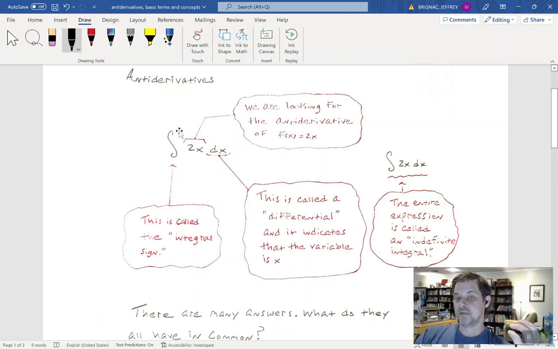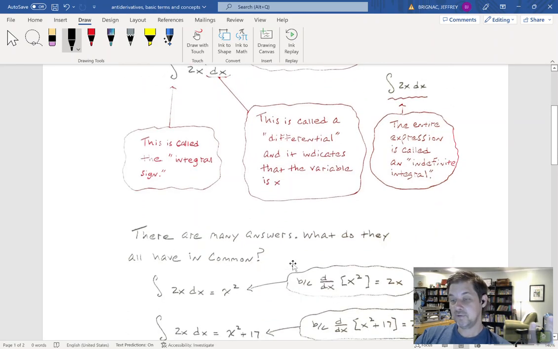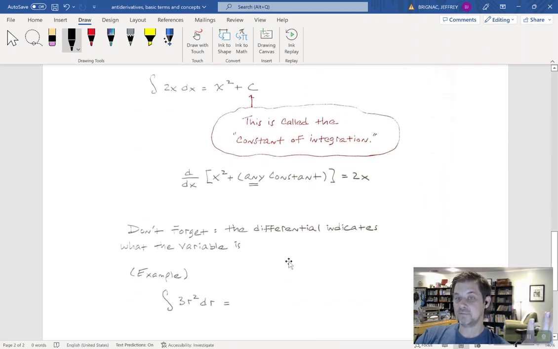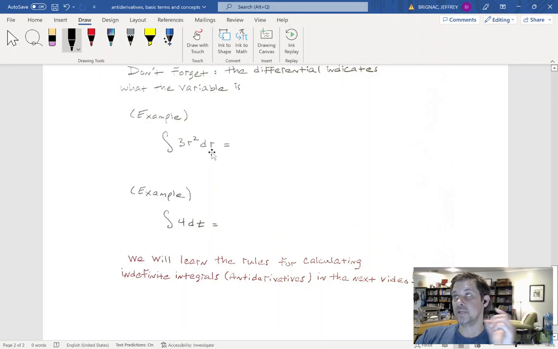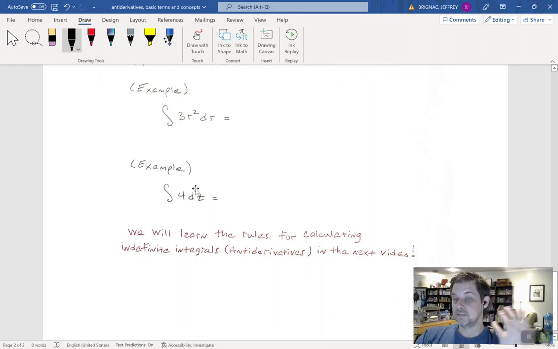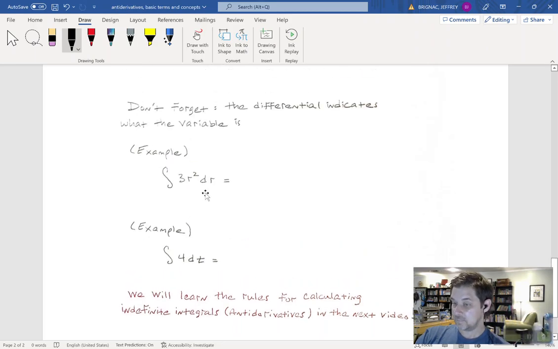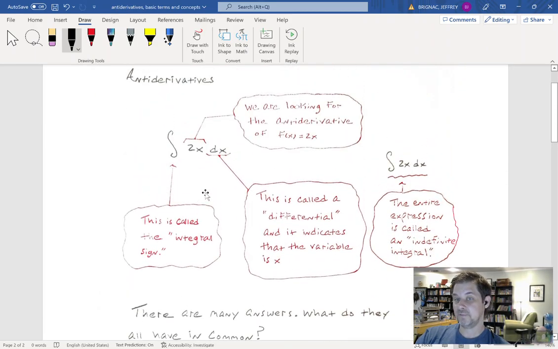Okay, so I got this elongated S, that's called the integral sign. This is the function I'm looking for the antiderivative of. And this thing right here, this dx, that's called a differential. And what it does is it indicates what variable we're using. It indicates what the independent variable in the problem is. And in this case, if I say dx, that will indicate that the variable is x. But the variables can change in problems, and we might see something different. Like right here, this says dr, so that's indicating that the variable is r. And this says dt, and that's indicating that the variable is t. But that's collectively what we have.